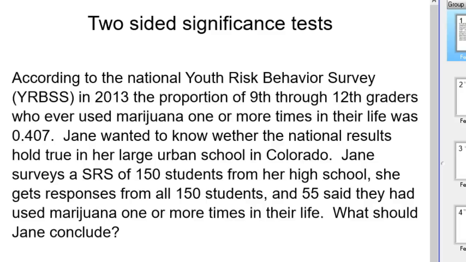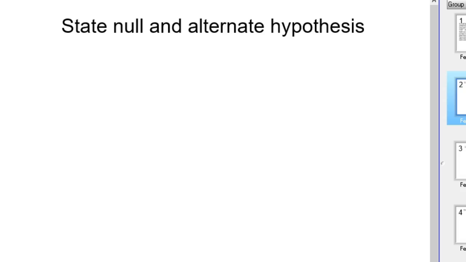So what can we conclude from that? Well, first off, let's state our null and alternative hypothesis. In this case, our null hypothesis is where p equals, we're going to assume no change. We're going to assume that her school is the same as the national average for right now. We're going to assume that's true.